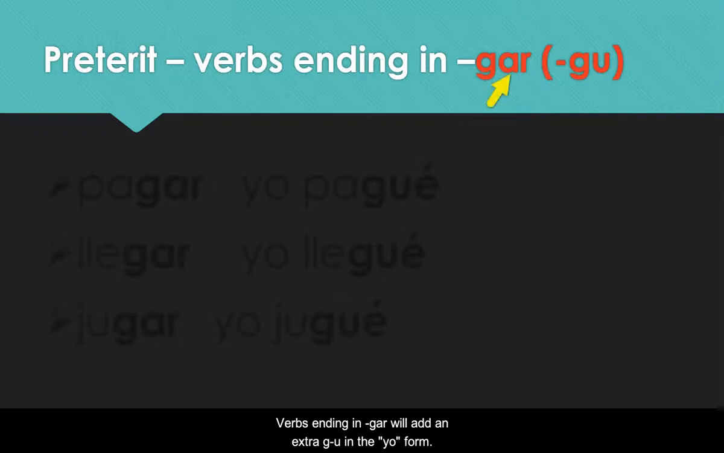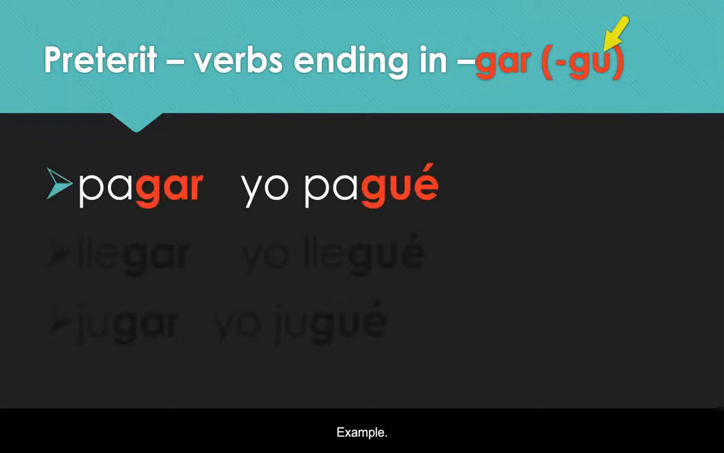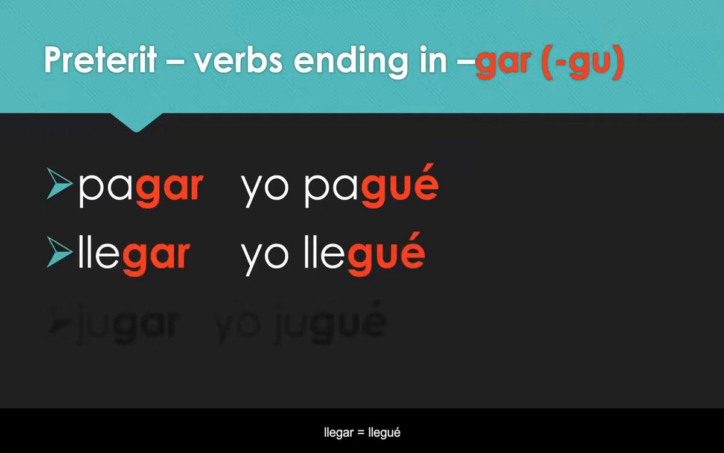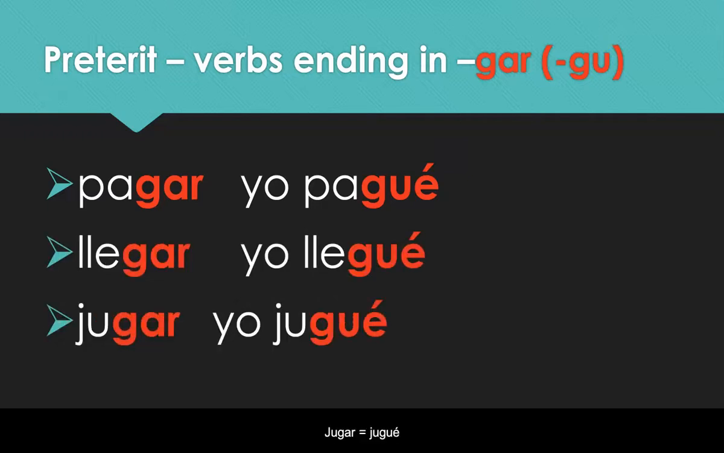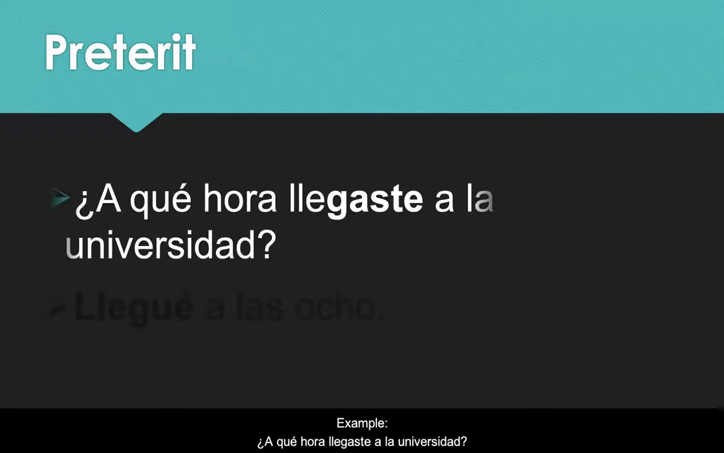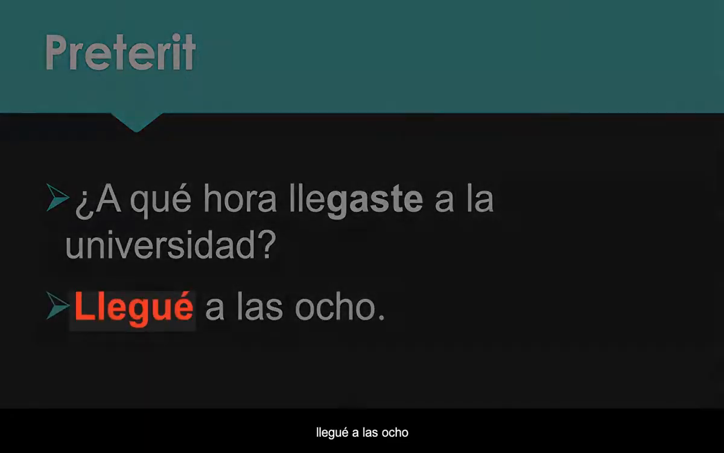Verbs ending in gar will add an extra u in the yo form. Example, pagar, pagué. Llegar, llegué. Jugar, jugué. Example, ¿a qué hora llegaste a la universidad? Llegué a las 8.